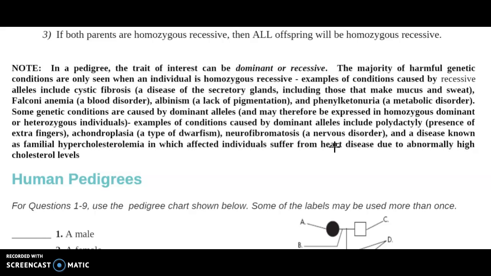Genetic conditions caused by dominant alleles may therefore be expressed in homozygous dominant or heterozygous individuals. For example, polydactyly, having extra fingers. We talked about polydactyly cats a little while back. Polydactyly is having extra fingers, and that's actually a dominant trait. Achondroplasia, which is a type of dwarfism, is dominant. Neurofibromatosis is a nervous disorder. It damages the nerve fibers. It is a dominant trait.